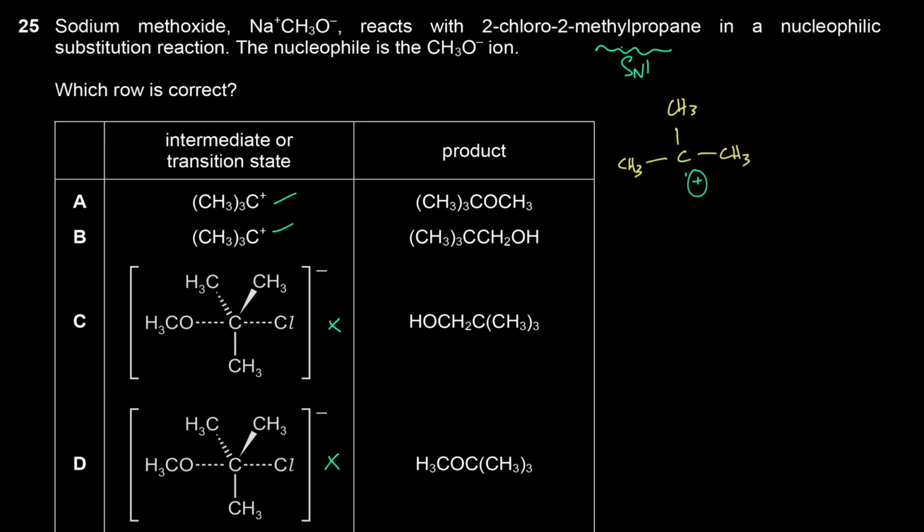And then what's the final product here? The nucleophile is the CH3O minus ion. In the second step, the CH3O minus will end up bonding to this carbon, and we'll be left with our final product. Our final product will be this: this carbon is bonded to 3 CH3, so we have CH3 thrice, C, and then it will also be bonded to an OCH3, C(CH3)3OCH3. So the answer here is A.